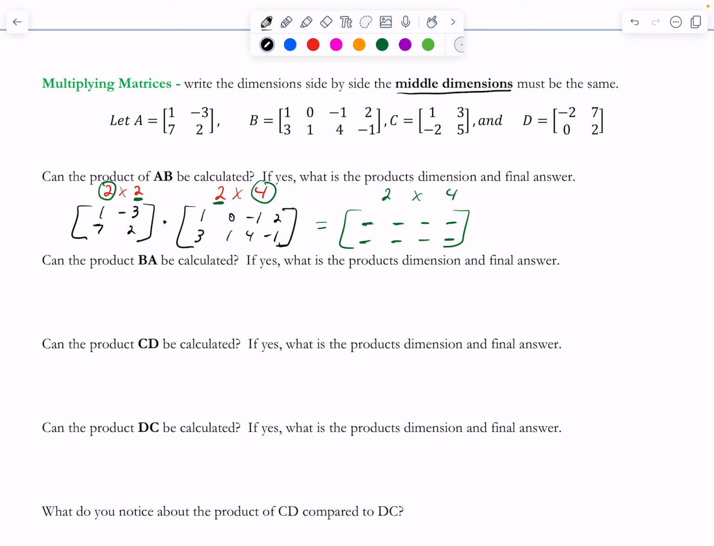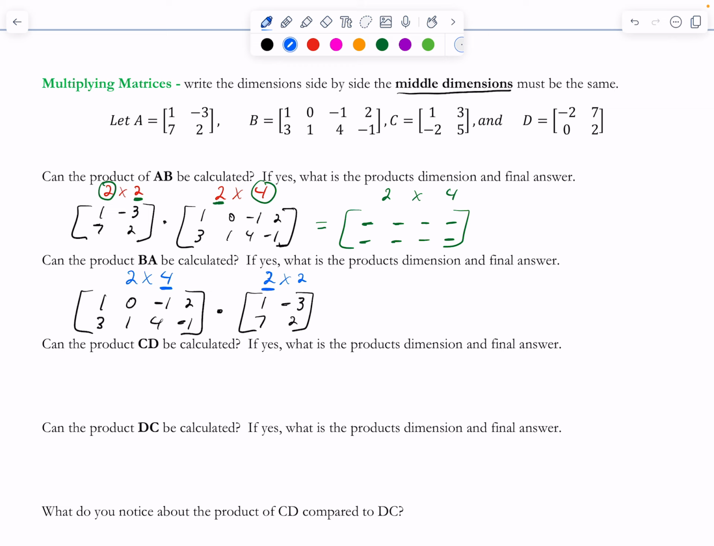Let me quickly show you if you did B times A. I'm going to change the order. So write 1, 0, -1 and 2, 3, 1, 4, and -1 times matrix A, which is 1, -3, 7, and 2. We already know the dimensions. This one is a 2 by 4 matrix. This one is 2 by 2. Underline the middle numbers. You should notice 4 and 2 are not the same. So this is not possible.